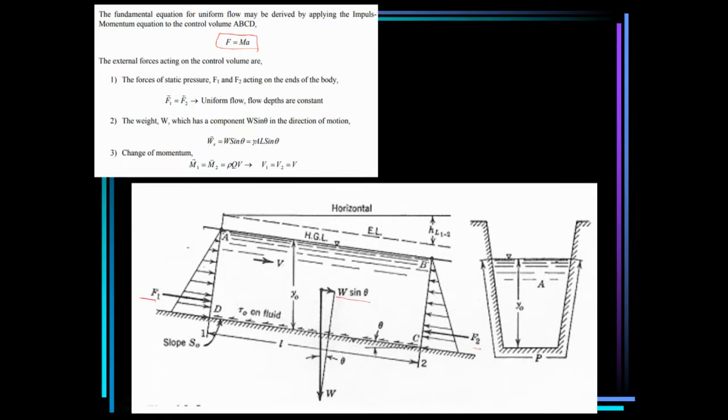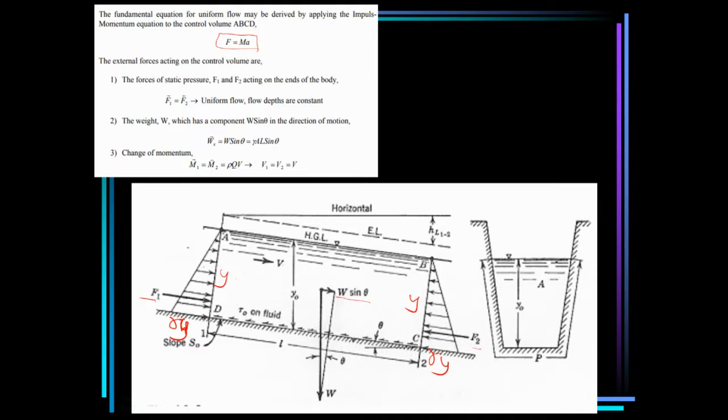Which are equal in this case, because it's the static pressure, which is just dependent on the depth of flow, y, which is the same. Remember, uniform flow is when y is equal. So this is y and this is y, so y1 equals y2. This is gamma h, or gamma y, and this is also gamma y. So F1 equals F2, and they are in opposite directions because pressure is always compressing. And then what else?